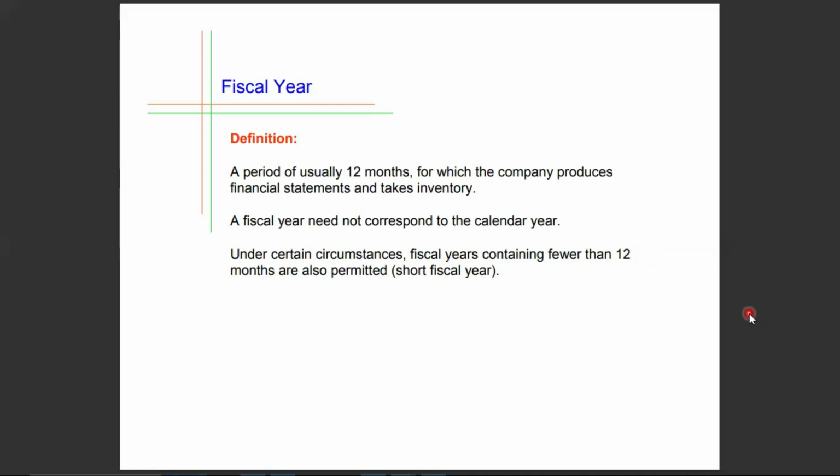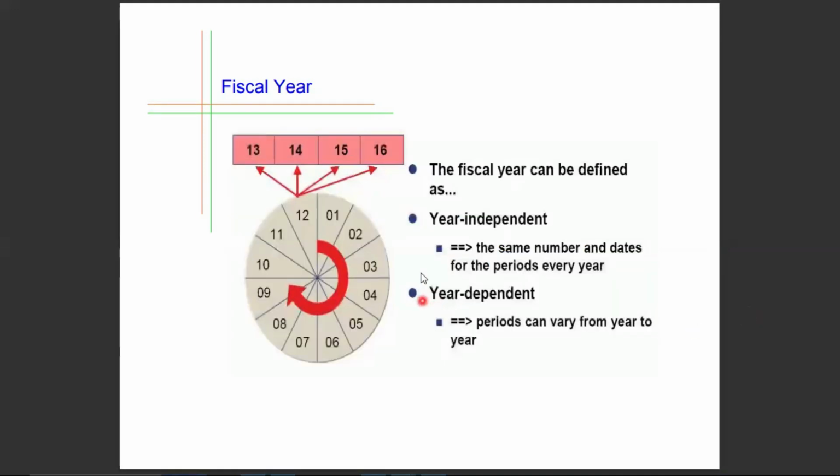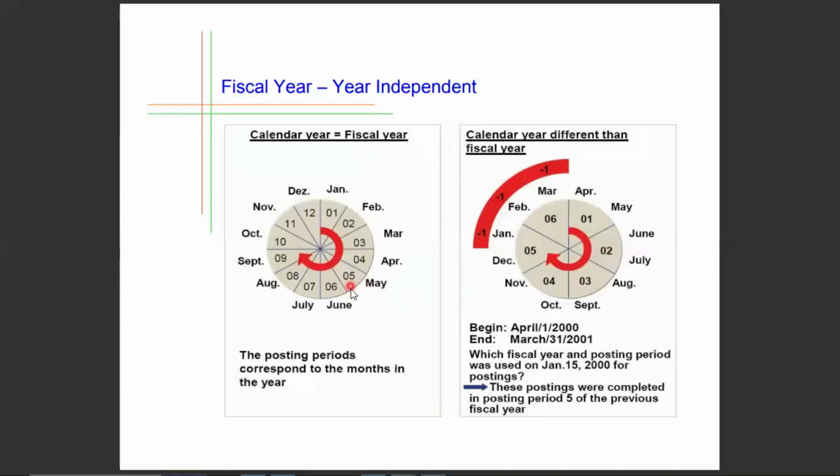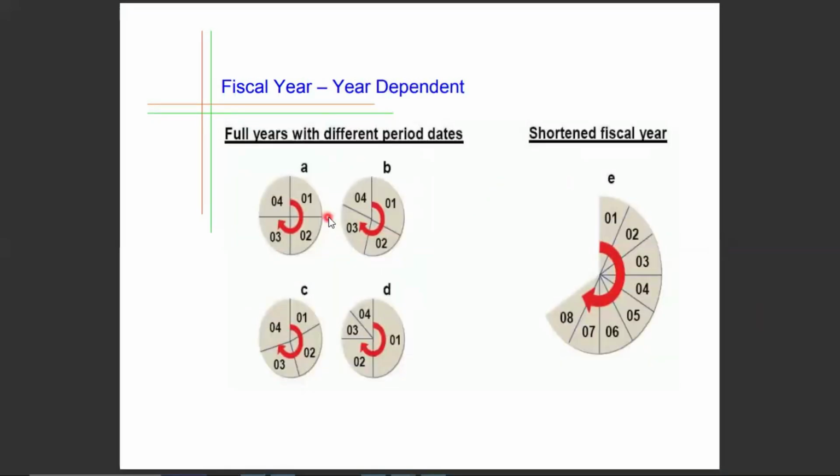So this is the fiscal year. Here on this slide you can see there are 12 periods, and 13, 14, 15, 16 are the special periods. So we have discussed calendar year, year independent and all that. Shortened fiscal year means like this.